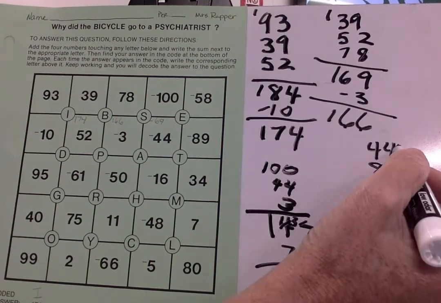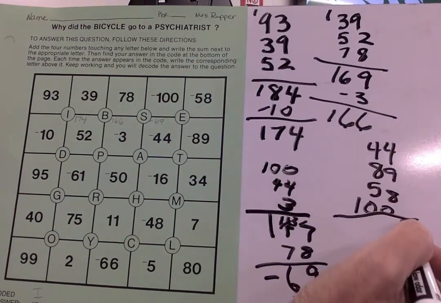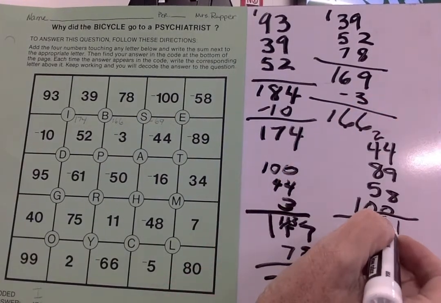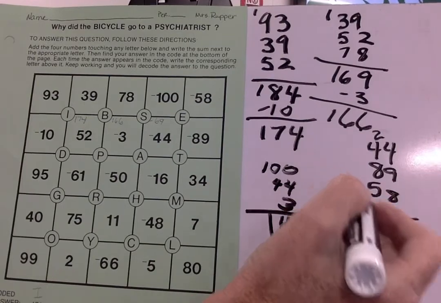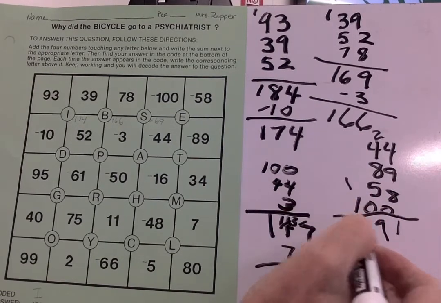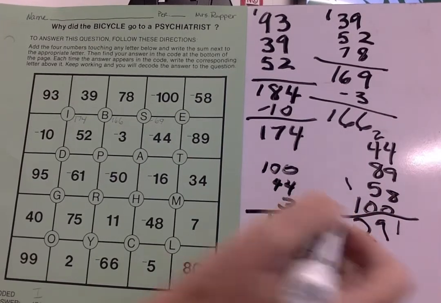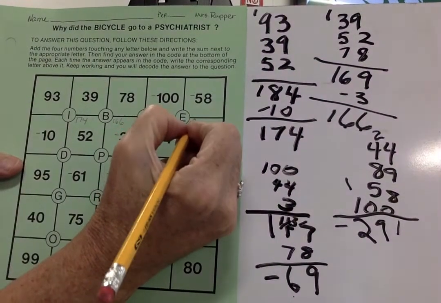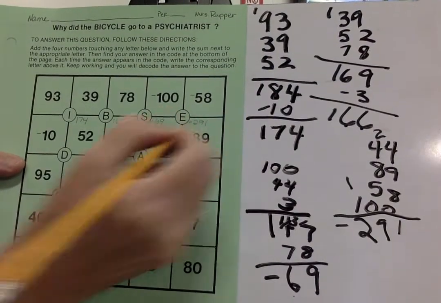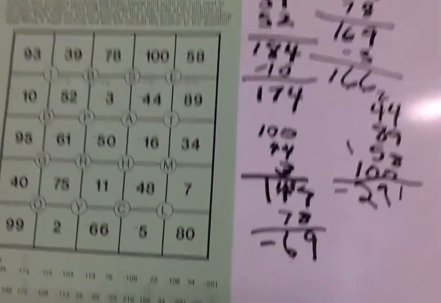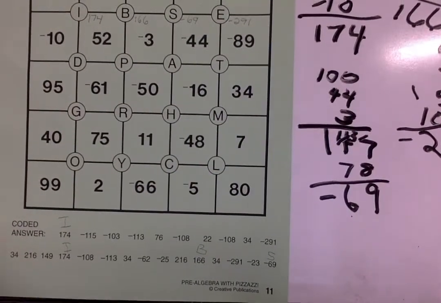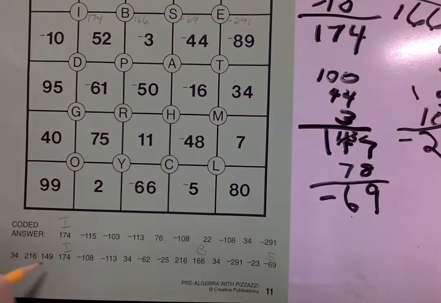8 and 9 is 17, 18, 19, 20, 21. 8 and 2 is 10, 19. Carry the 1. And remember, it's a negative because all of them were negative. So I have a negative 291. So down at the bottom, wherever there's a negative 291, I have to put an E.